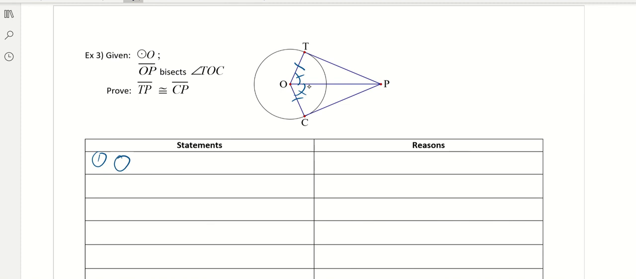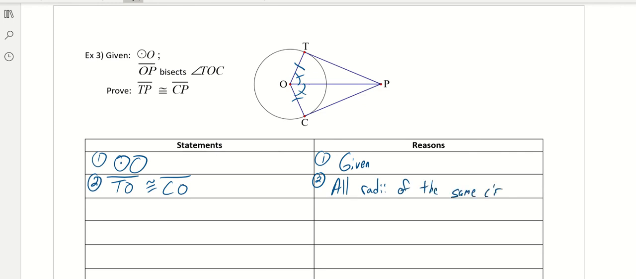Number one, circle O. That was given to us. Well, because we have circle O, what are we able to conclude? We're able to conclude that TO is congruent to CO, or you might have said OC, whatever. The order in which those segments are written does not matter. And how do we know that? All radii of the same circle are congruent.